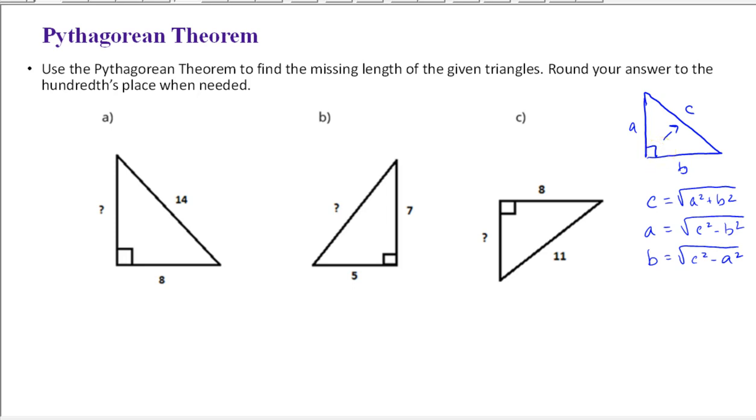Okay. The key distinction to make is between what we call the hypotenuse and the legs. The hypotenuse is the longest side and it's opposite the right angle.